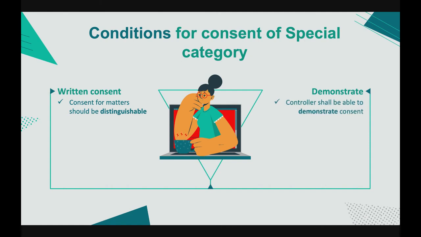The third condition is inform. Prior to taking the consent from the data subject, the data subject, that is you, should be informed about the fact that you can withdraw your consent at any time. However, the withdrawal of consent will not affect the lawfulness of processing based on the consent that was provided before its withdrawal.